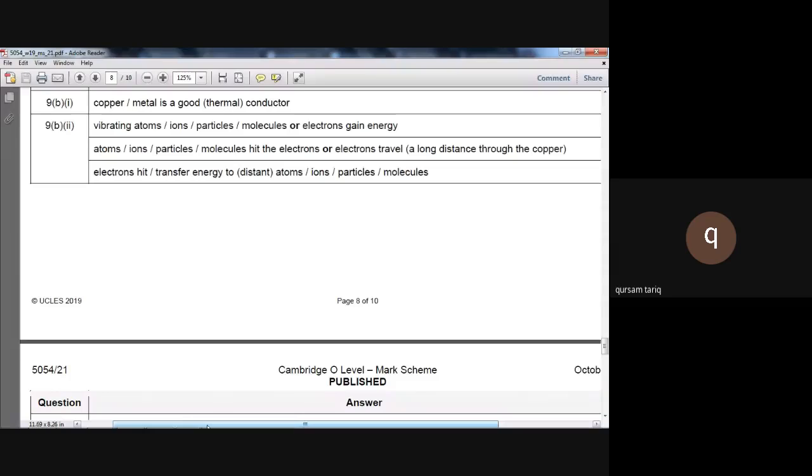Read your answer slowly, step by step. Free electrons at hotter end will absorb kinetic energy and will move vigorously. Electrons will travel a long distance and then will collide with the atoms of copper on the colder region, and hence thermal energy is transferred through the copper.